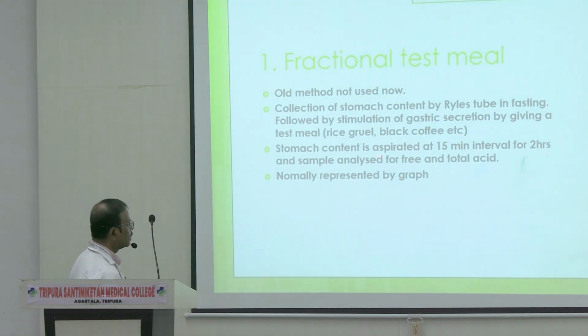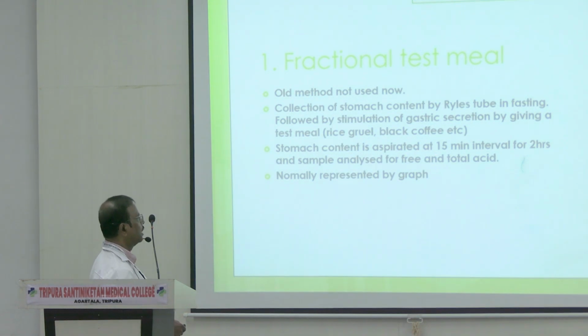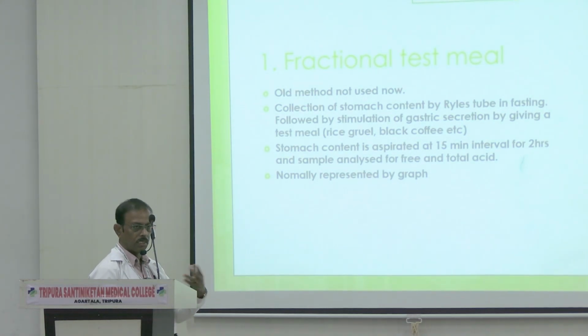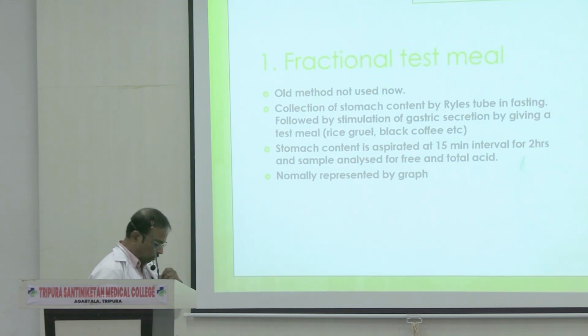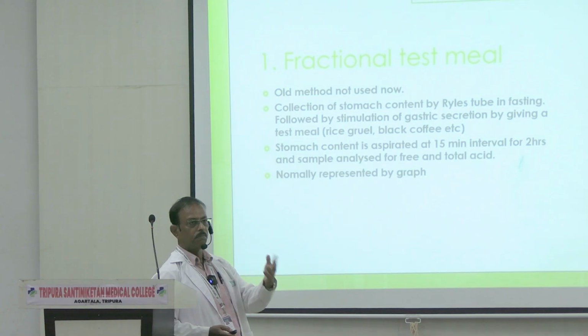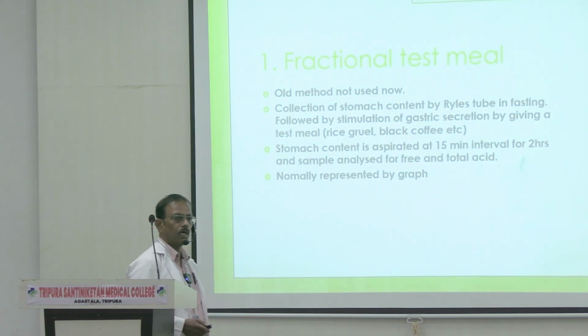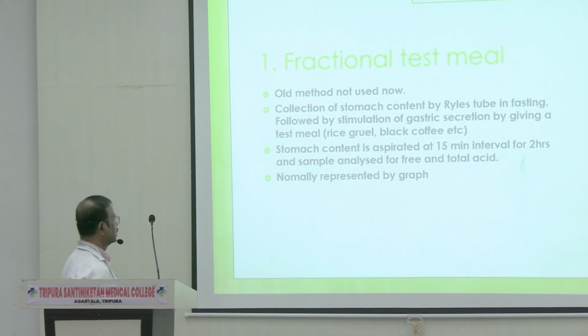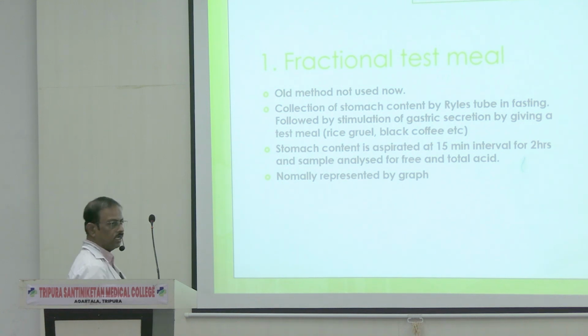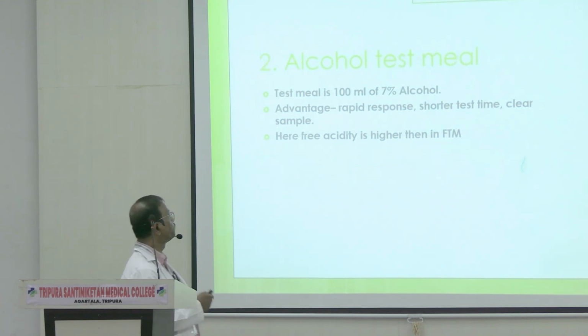Then stomach content is aspirated at 15 minutes interval for 2 hours. After aspiration, give the meal. After giving the meal, every 15 minutes, withdraw the gastric secretion and analyze for free acid and total acid. It is normally represented by a graph.